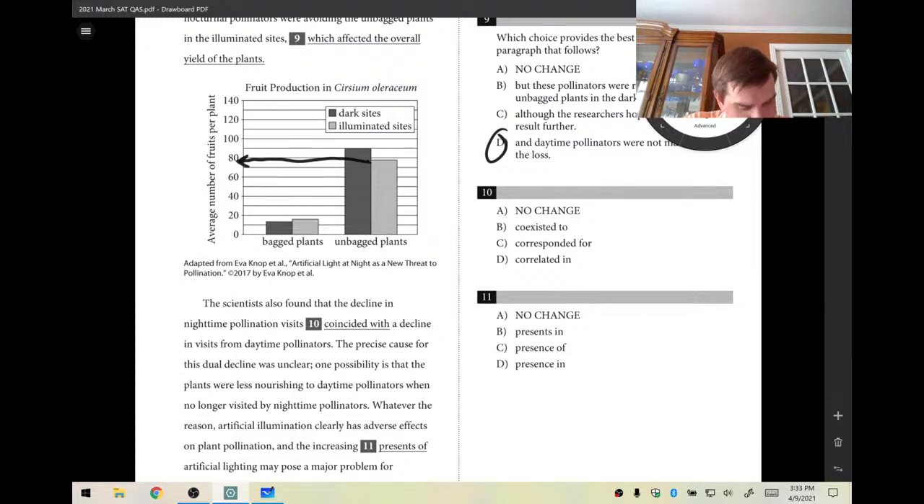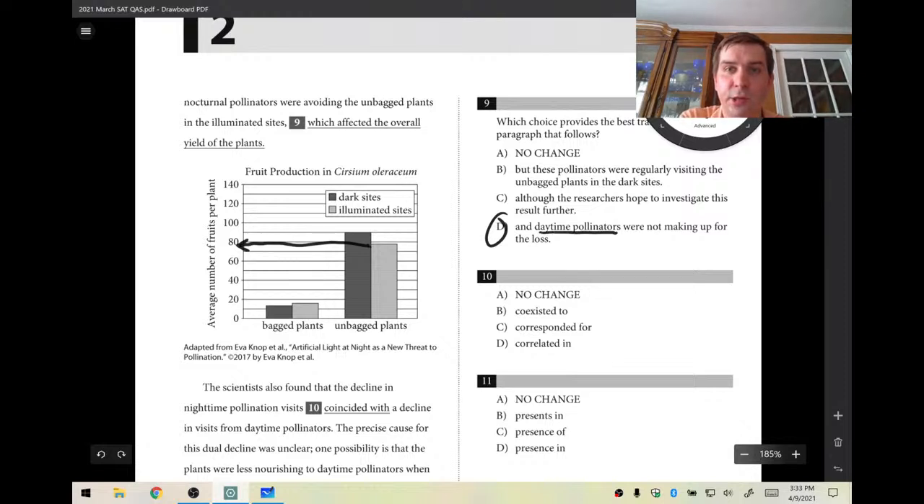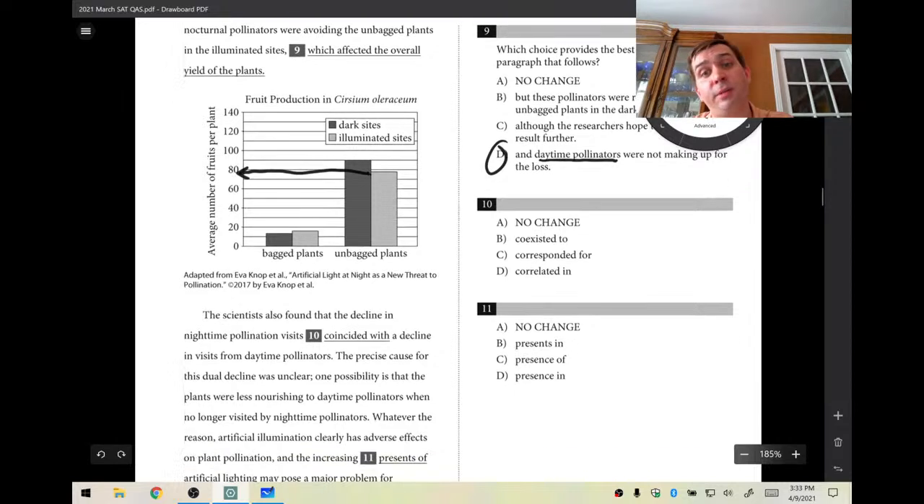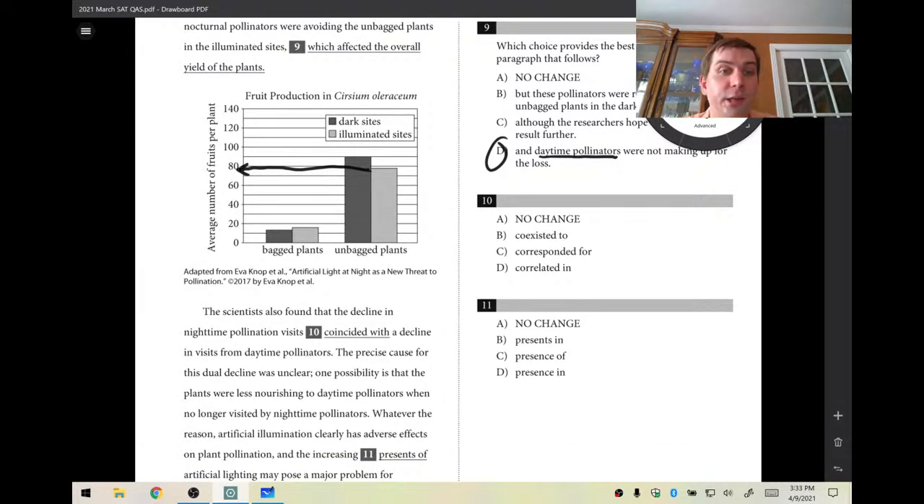The scientists also found that the decline in nighttime pollination visits coincided with a decline in visits from daytime pollinators. That's just so you saw that. The daytime pollinators they were looking for in question 9, because they were asking you about the next paragraph. That's our transition to the daytime pollinators. So we just have to come up with the best word choice here. Is coincided with the best word choice? Here we go. The scientists also found the decline in nighttime pollination visits coincided with. We have some options. We could say it coexisted to a decline in visits, corresponded for, or correlated in.